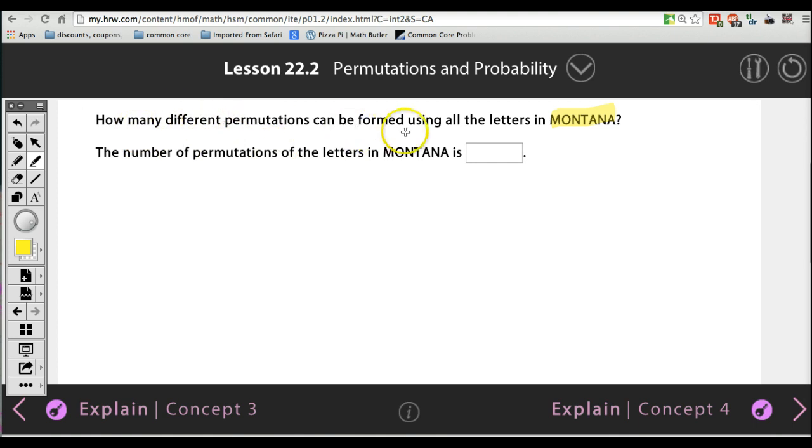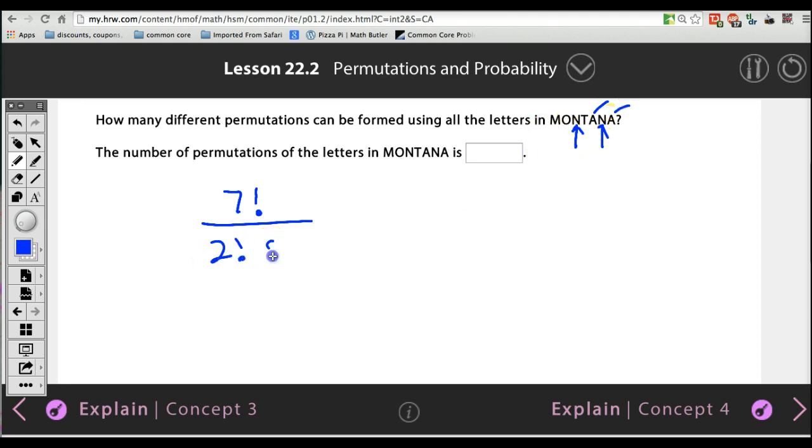So how many different permutations can be formed using all the letters in Montana? That means how many different ways you can make words that don't even make sense using the letters in here, okay? How many magical words can you create using the letters in Montana, right? So let's see. 1, 2, 3, 4, 5, 6, 7. We have 7 letters in there. And then how many of them are repetitions? Well, let's take a look. We have 2 N's, right? So that'll be 2 factorial. And then we have 2 A's, and that's it.